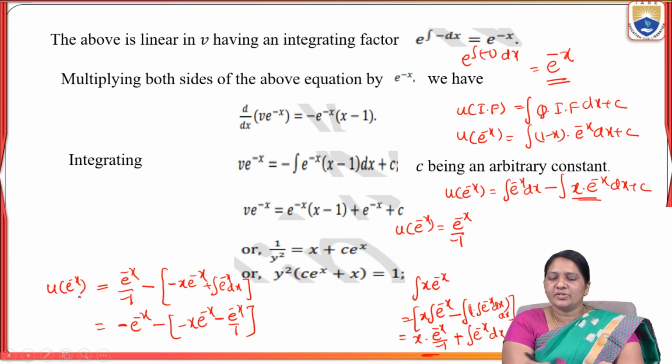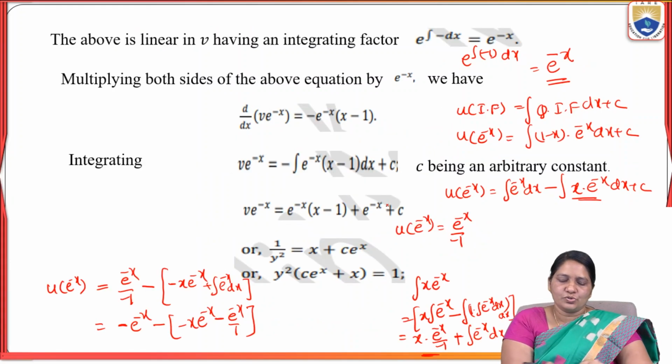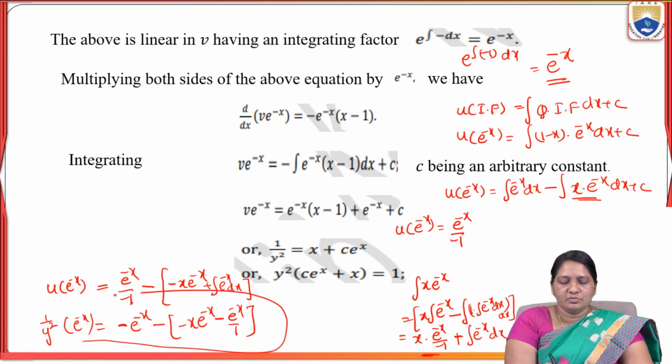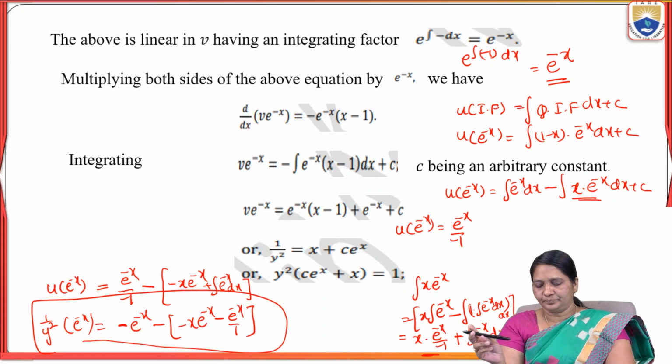So in place of u, what is the u value I am taking here? The u value is y power minus 2. So here y power minus 2, that means 1 by y square into e power minus x equal to. This is the general solution for this given Bernoulli's differential equation.